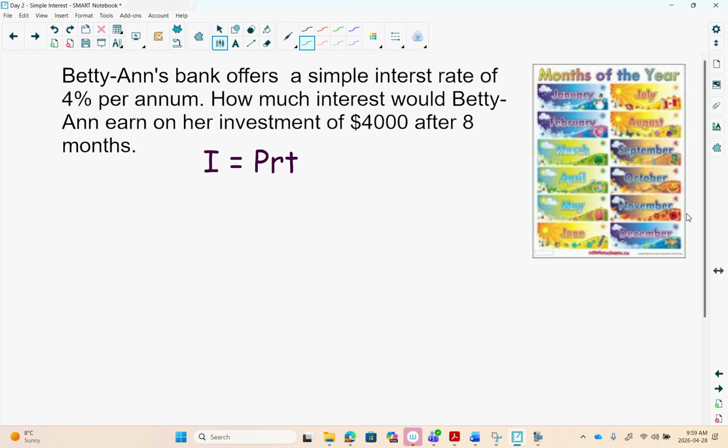It says Betty Ann's bank offers a simple interest rate of 4% per annum. Annum is a Latin word for year. How much interest would Betty Ann earn on her investment of $4,000 after 8 months? So off to the side, let's write down the given. What's the principal? How much does Betty Ann invest?